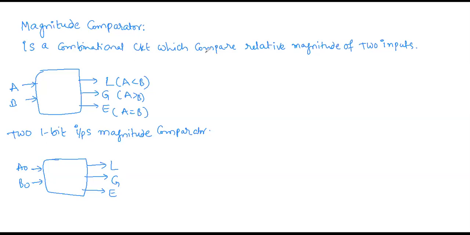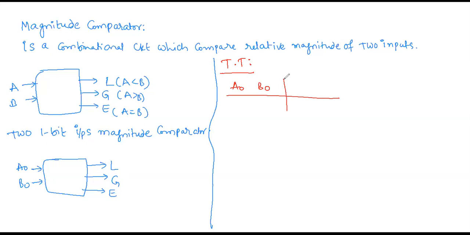To construct the circuit, we have to follow the design procedure, which we already covered at the start of this unit. So first we have to define the truth table. The truth table has 2 bits, A0 and B0, as inputs, and 3 outputs, L, G, E. With 2 inputs, we get 4 combinations: 00, 01, 10, 11.